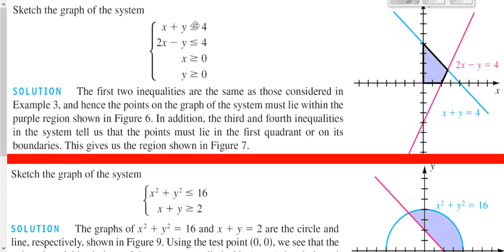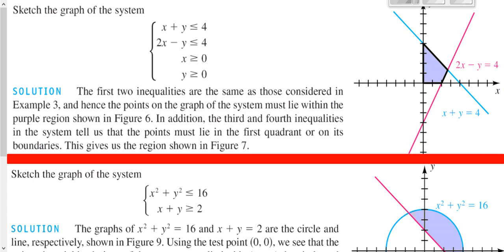So consider this inequality system here. We have y is greater than or equal to 0. Well, y equals 0 is your x-axis. Greater than or equal to, so we know it's going to be solid here, and we're going to be shading above. So we're above the x-axis. Then x is greater than or equal to 0. X equals 0 is your y-axis. X is greater than or equal to means we're going to be shading to the right of the y-axis.